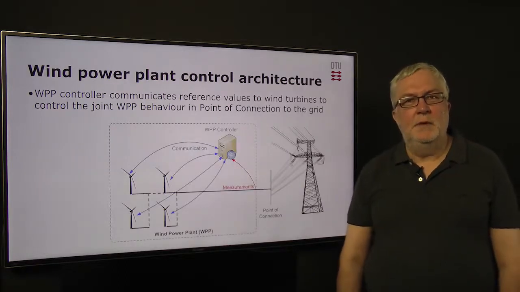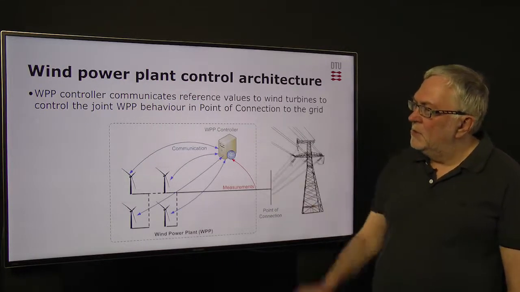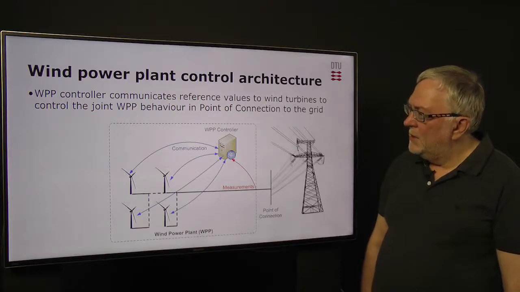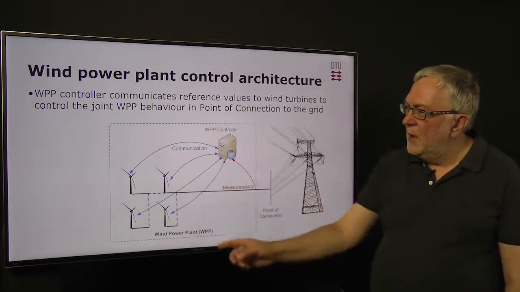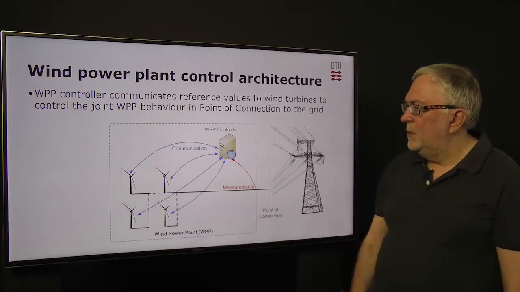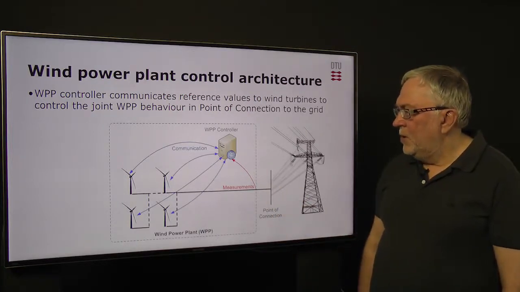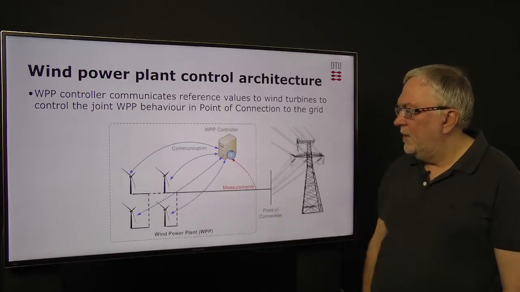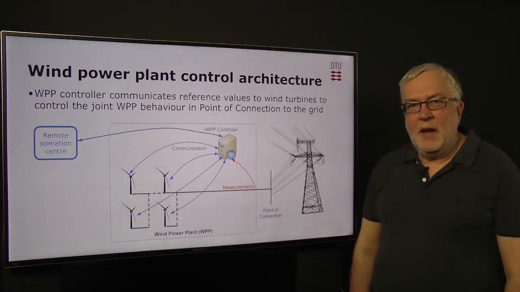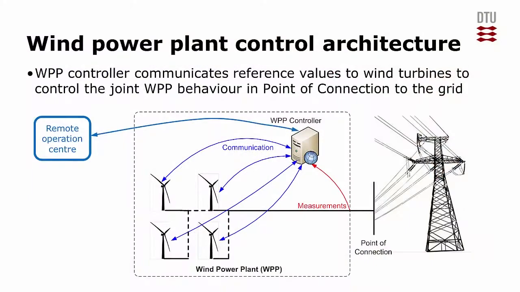Now to the architecture of a wind power plant. What we have here is a central controller in the wind power plant, which is communicating reference values and receiving back status from the wind turbines, and also taking measurements from the point of connection to see that we are supplying what we are supposed to supply to the grid. The access from the operator to the wind power plant goes directly to the wind power plant controller, which then automatically takes care of communicating further down to the individual wind turbines.